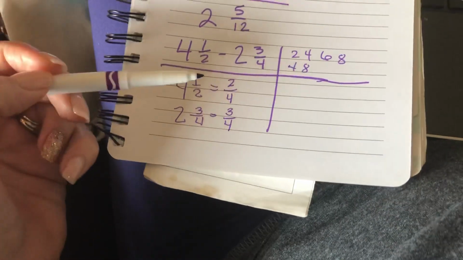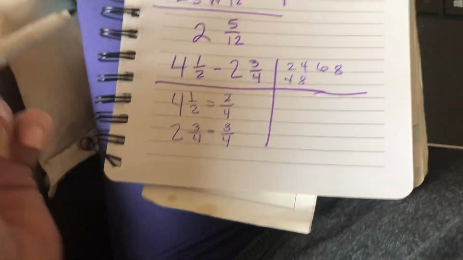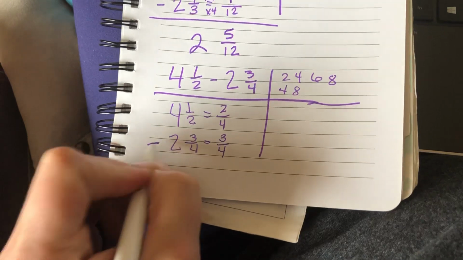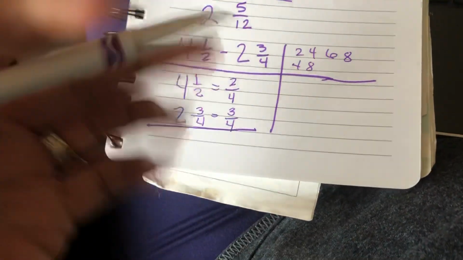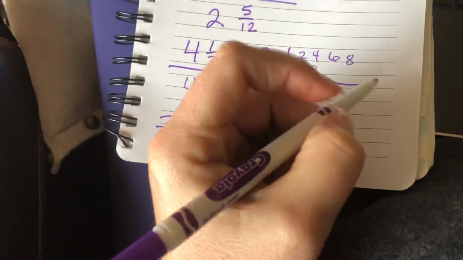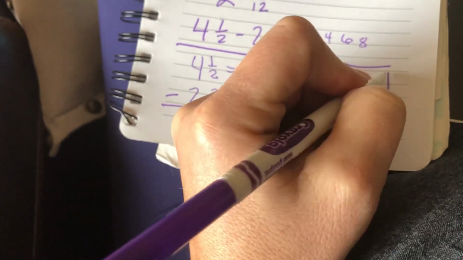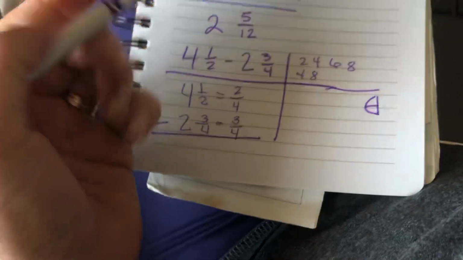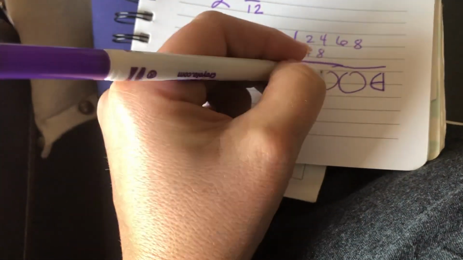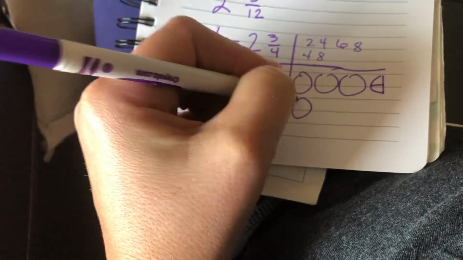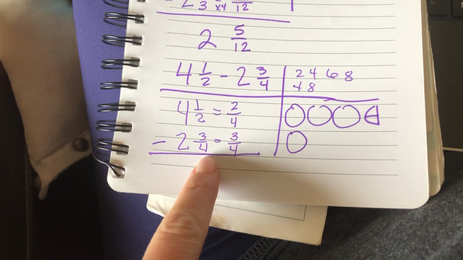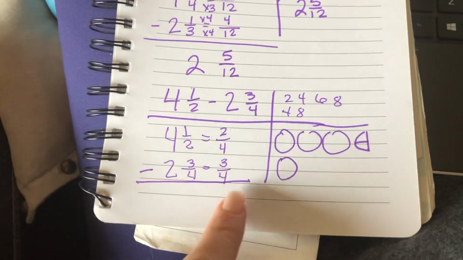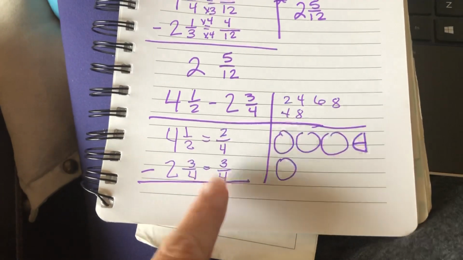Okay, now this is the tricky part for subtraction. It is not possible to take away 3/4 from 2/4. You can't. You only have 2 portions. If I draw a picture over here, I only have 2/4. Like if I was showing you this model, 1, 2, 3, 4. There's 4 wholes and 2/4, and I want to take away 2 and 3/4. Not possible. So this is the tricky part.